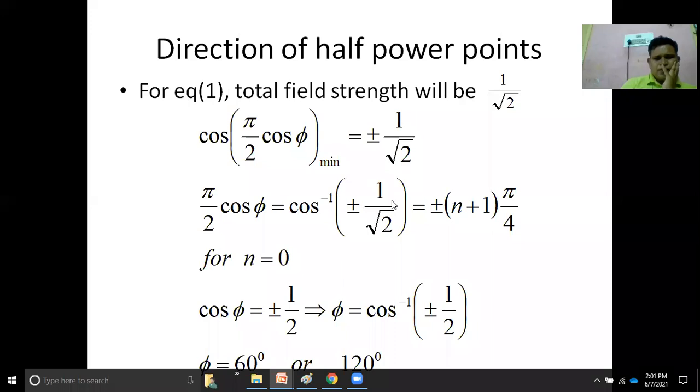Okay, this is plus or minus 1 by root 2. Now take n is equal to 0. We are getting pi by 4. Cos pi by 4 is equal to 1 by root 2, plus or minus, right? Let us take this as plus or minus pi by 4. For n is equal to 0, we are getting pi by 4. This pi and this pi will get cancelled. We're getting 1 by 2. Cos pi is equal to plus or minus 1 by 2.